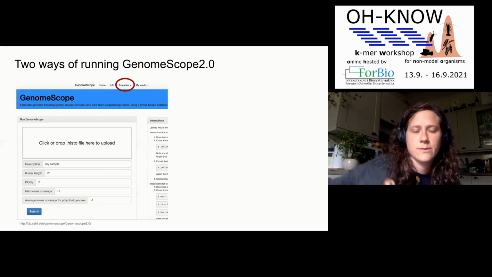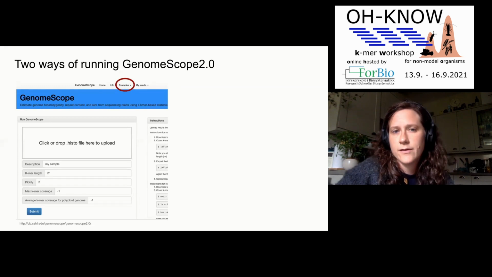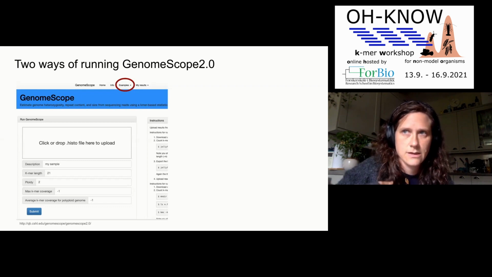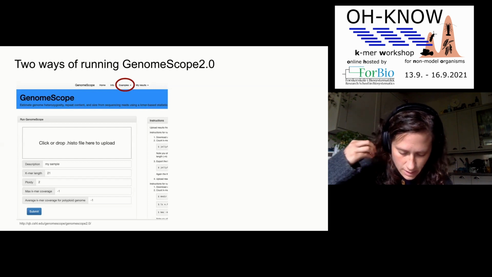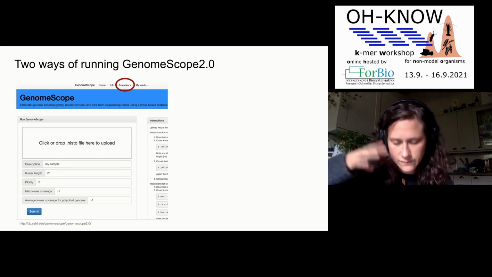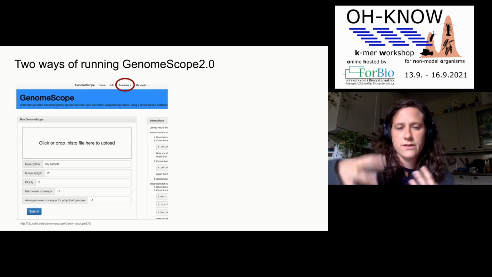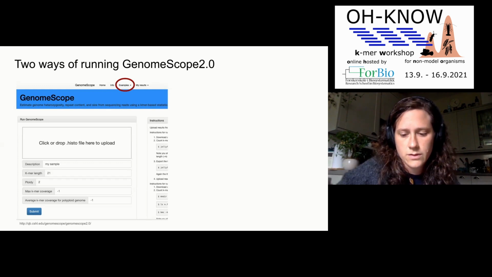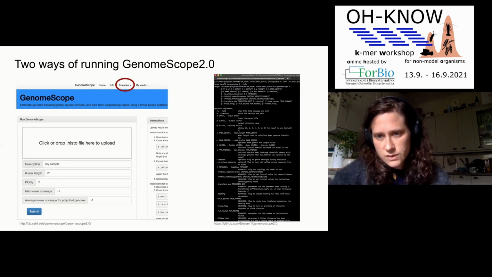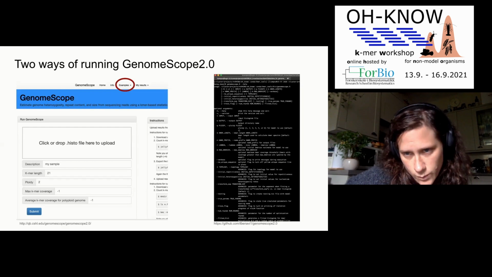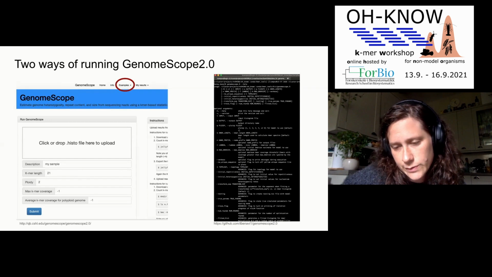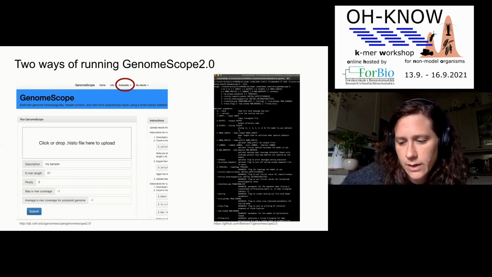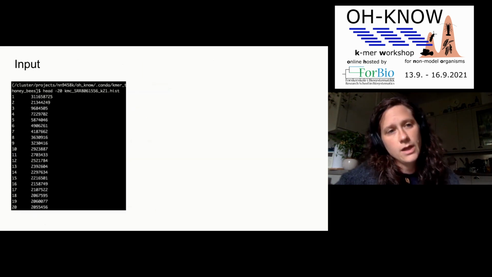So if you go to the examples bit, they have different species from very different taxa that show very various levels of heterozygosity. And I think they're very interesting to just have an overview. And of course, you can use GenomeScope on the command line. That's where we're going to use it. And it's very easy to download and install also from the GitHub repository.